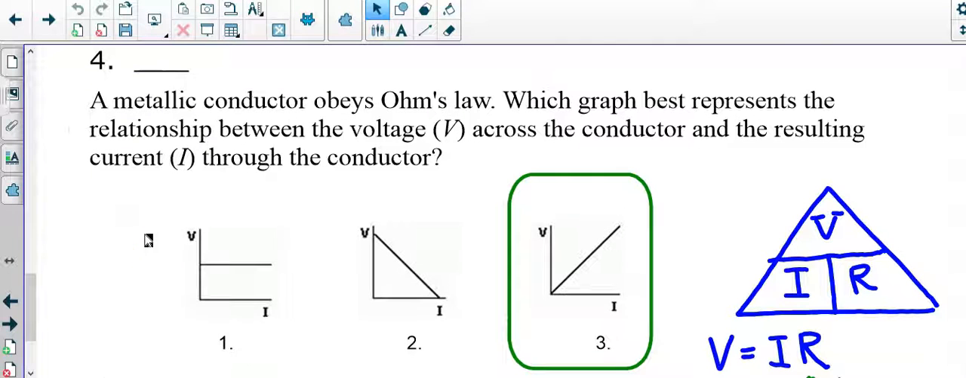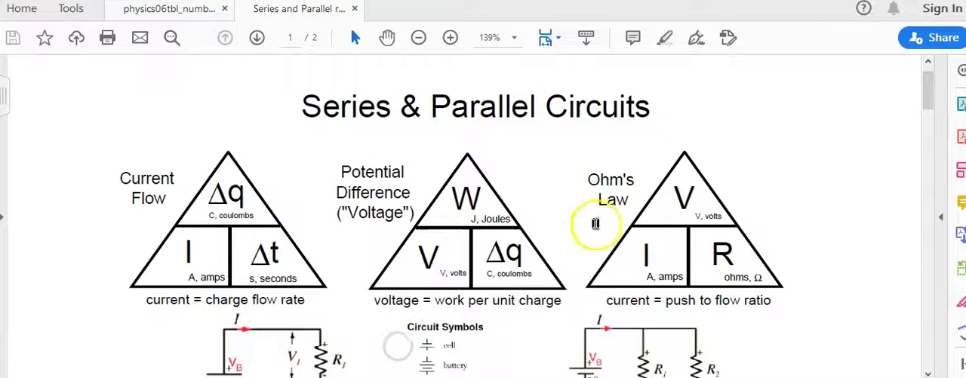Okay, here we have question number 4. A metallic conductor obeys Ohm's law. Which graph best represents the relationship between the voltage V across the conductor and the resulting current through the conductor? So this is back to the triangle: V equals I times R. We have V on the y-axis, I on the x-axis, and so the slope of that line is the resistance R, just like in problem number 1. And if we harken back to the Ohm's law triangle, I is V over R, R is V over I. The slope of V to I is R, resistance.